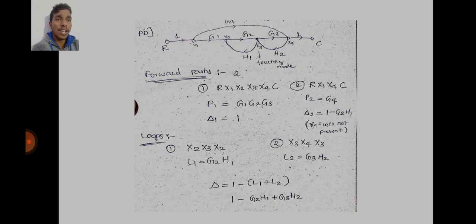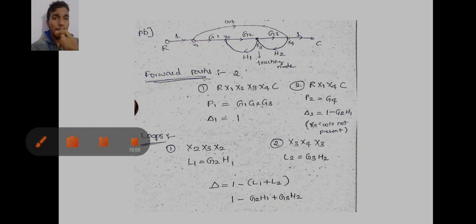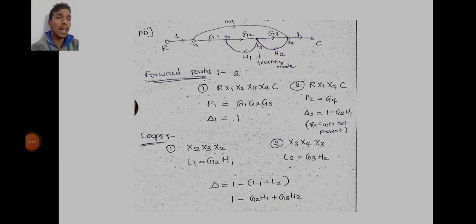The number of loops in the given signal flow graph is 2. The gain of x2, x3, x2 is G2 into H1, and the gain of x3, x4, x3 is G3 into H2, and the total del is equal to 1 minus L1 plus L2, that is 1 minus G2 H1 plus G3 H2. Here these two loops are touching. If they were non-touching, then the del formula would become del equal to 1 minus L1 plus L2 plus L1 into L2. Here they are touching, so we have 1 minus L1 plus L2 itself.